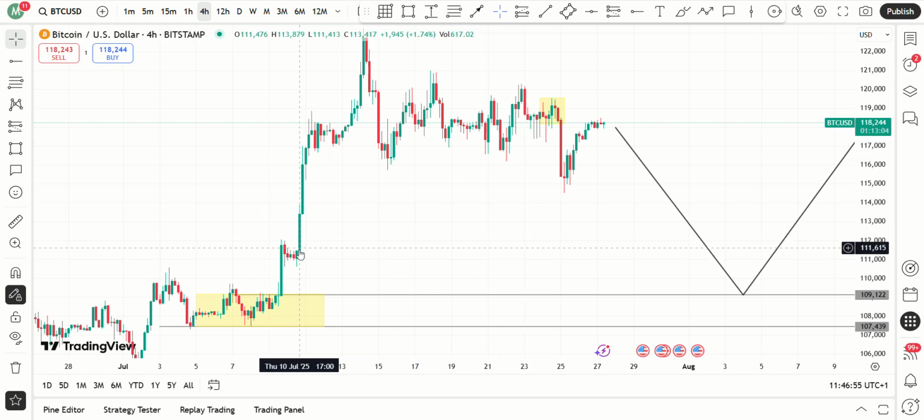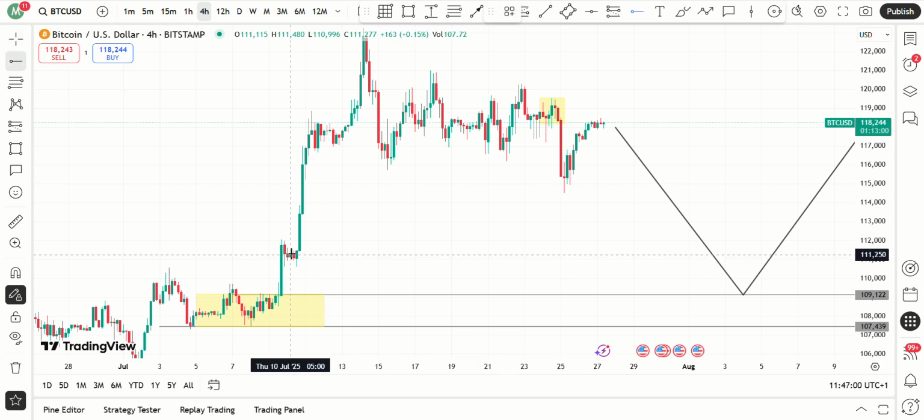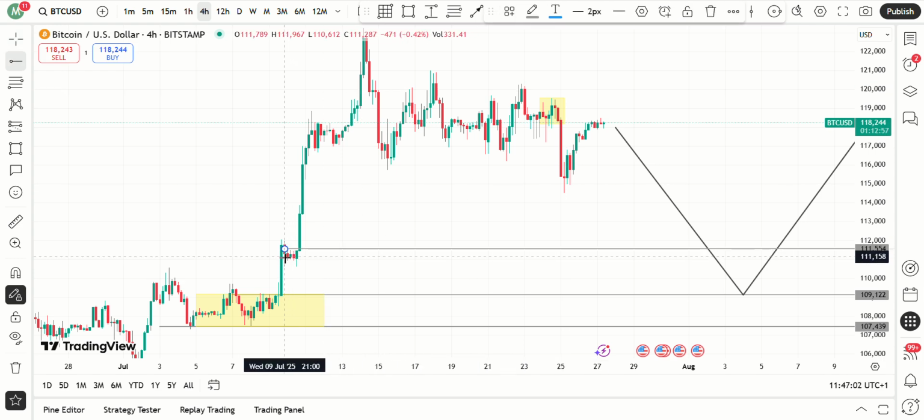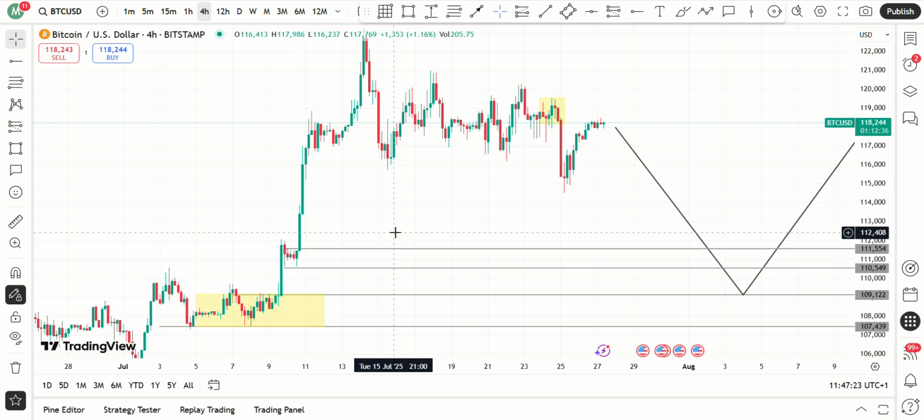So the 4 hour demand I've seen is this here. That is good 4 hour demand. The higher the time frame, the more accurate supply and demand levels are. But again, these supply and demand levels, everything within these markets, is not certain. It's just levels, it's guides. So you've always got to be mindful of that.